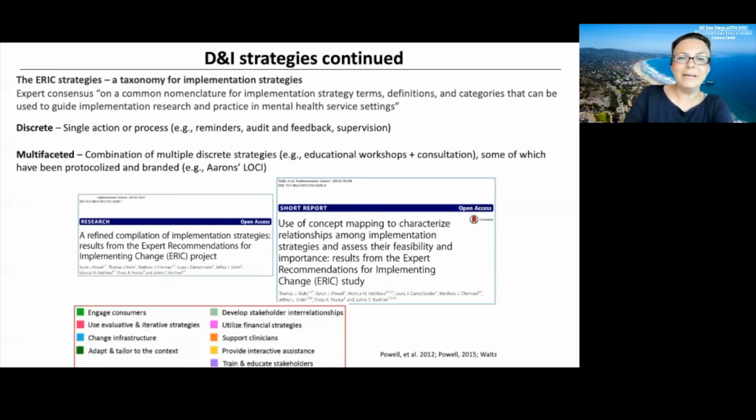Multifaceted implementation strategies include a combination of multiple discrete strategies. They can be a combination of educational workshops and consultation, or some protocolized branded implementation strategies such as the LOCI developed by Dr. Greg Ahrens, who is part of our center.